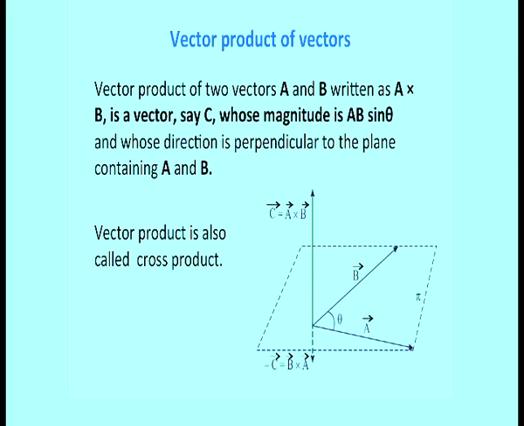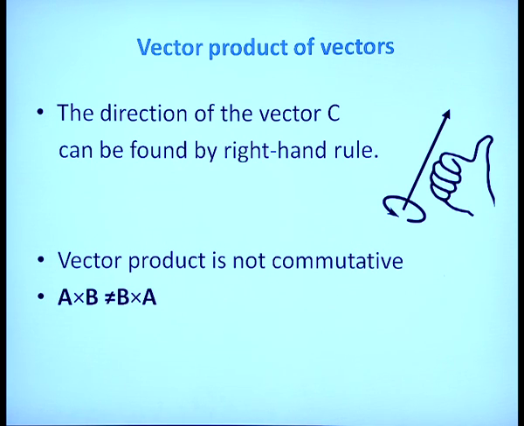It is also called cross product, as we write the vector product as A cross B. Hence, the vector product of two vectors is a vector quantity, and the direction of that resultant vector is found out by the right hand rule. What is the right hand rule? If we curl the fingers of our right hand in the direction from A to B, then the direction of the thumb gives the direction of the resultant vector C.